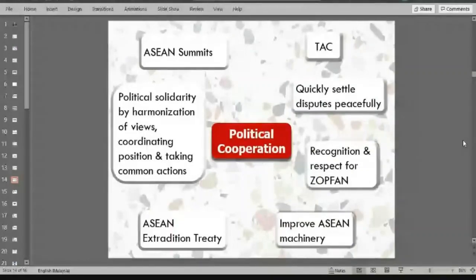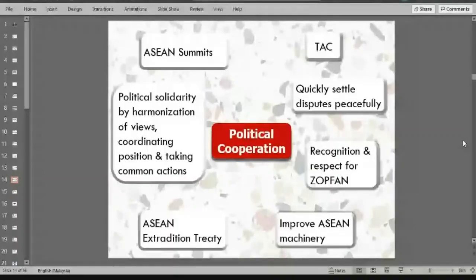Number two, coordinating positions. So mereka ada pendirian yang sama terhadap apa-apa saja isu politik. And number three, taking common action. Mereka akan mengambil tindakan yang sama terhadap isu politik yang berkenaan. So these three things will ensure the political solidarity among the ASEAN countries, and that's something that ASEAN has tried to do for any political issue since then. They try to have the same view, the same position, and take the same action.